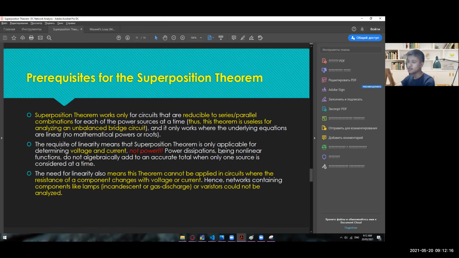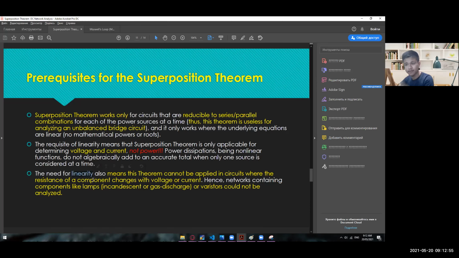Okay, so being nonlinear, functions do not algebraically add to an accurate total when only one source is considered at a time. So the need for linearity also means this theorem cannot be applied in circuits where the resistance of a component changes with voltage or current. Hence, networks containing components like lamps, incandescent or gas discharge, or various varistors could not be analyzed. So the same with capacitors and inductors. So superposition theorem can only be applied if we have linearity. So when we say linear, it's 1:1.